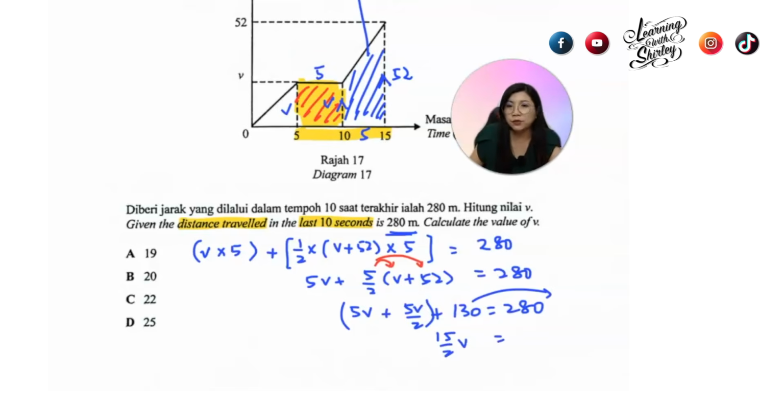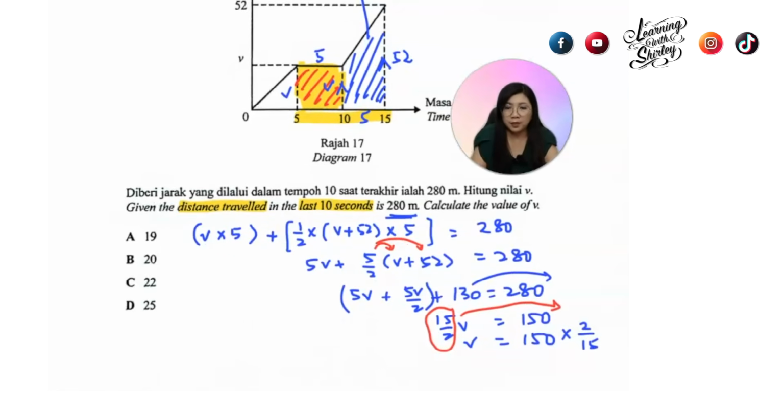Then this I'm going to move to the right, so 280 minus 130, we get 150. In order to find V, I'm going to move this fraction, 15 over 2, to the right hand side. Then it becomes upside down, 2 over 15. So 150 times 2 divided by 15, we get 20. So V is 20. Let's look at the options A, B, C, D. The answer is B.